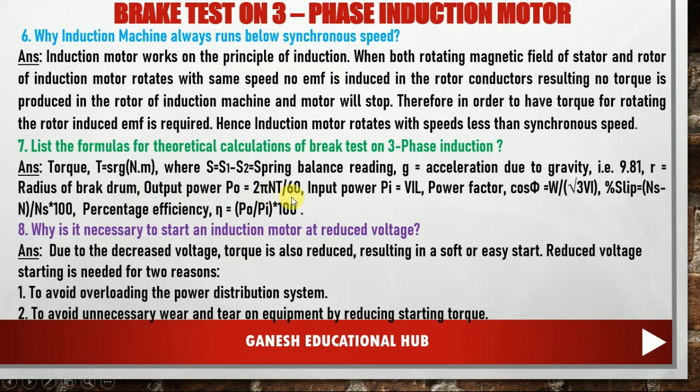Output power = 2πNT/60. Input power P = VI. IL means load current. Power factor cos φ = W/(√3 × V × I). Percentage slip = (Ns - N)/Ns × 100. Finally, percentage efficiency = output power/input power × 100.